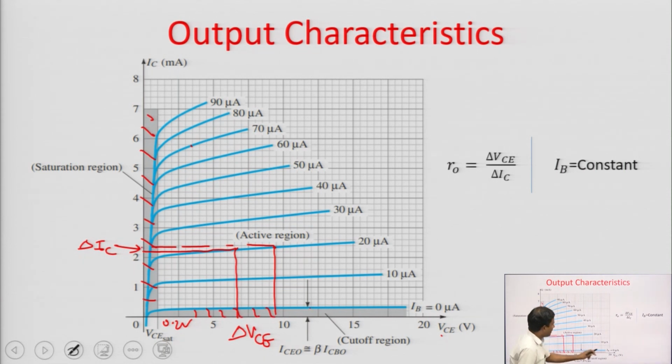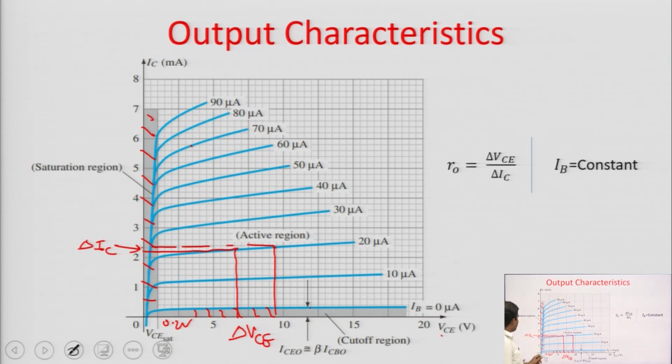Why is it the cutoff region? Because IB is equal to 0, that is the emitter base junction is open circuited, this means the emitter base junction is in reverse bias and the collector base junction is already in reverse bias. Since both the junctions are in reverse bias, that is why the transistor is in the cutoff region, and in this region the transistor can be used as an open switch.